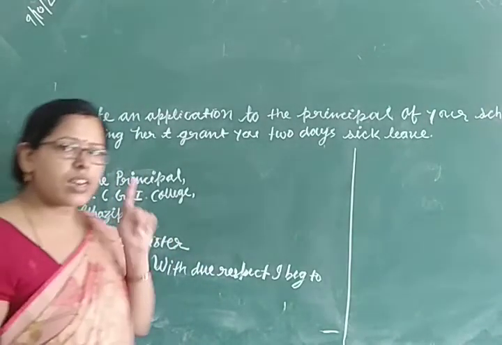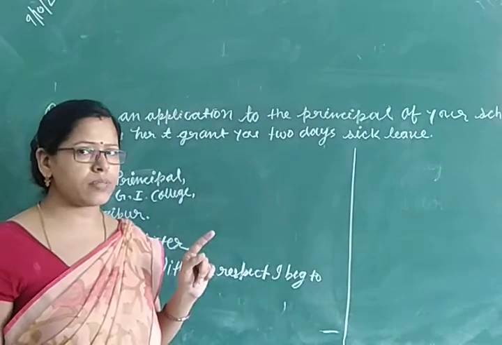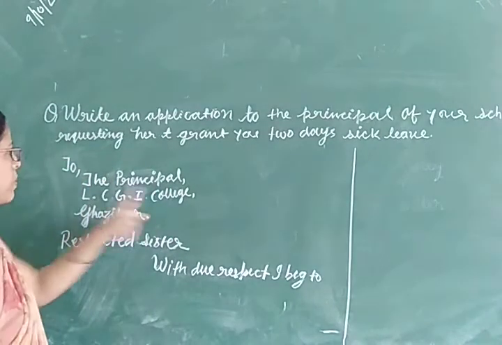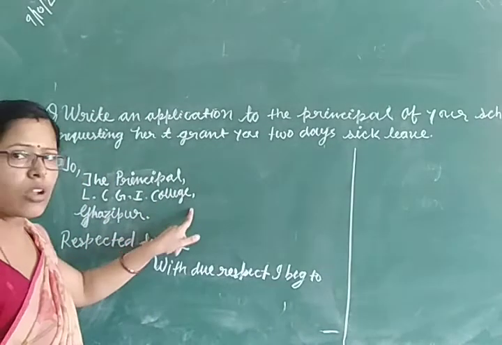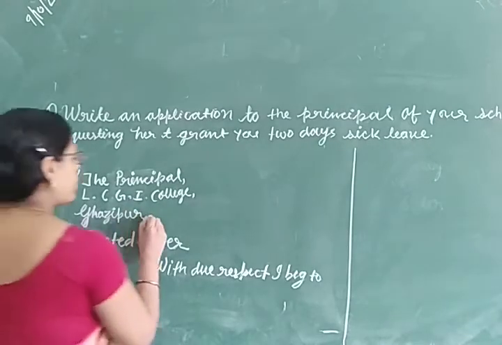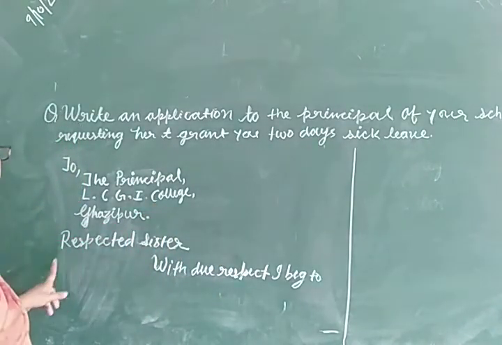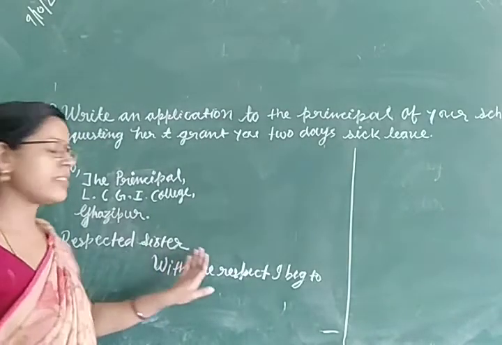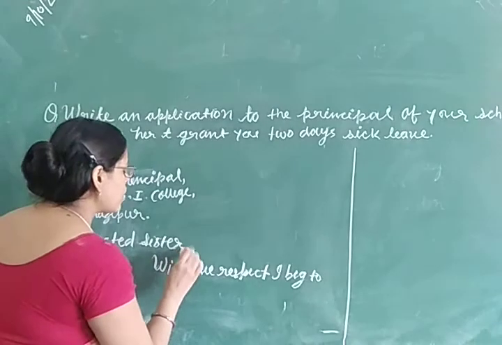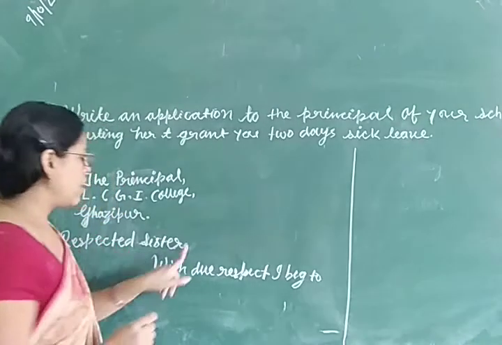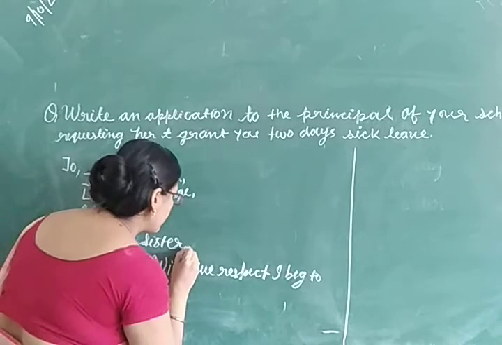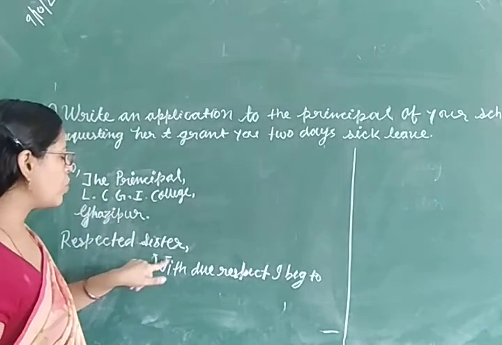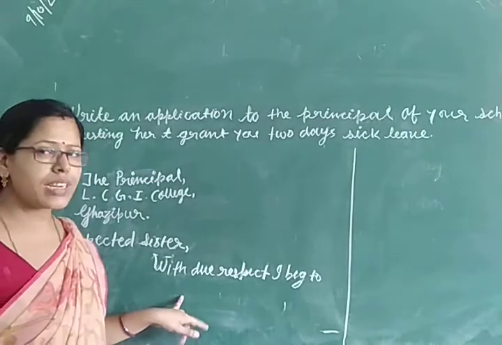At first, remember the first part of a formal letter. That one is what? Heading. So in the heading I will write this: To the Principal, Luz Convent Girls Teacher College, Ghazipur. After Ghazipur we will put here what? Full stop. Now, the second part was salutation. In the salutation we will write, Respected Sister, then we will use here what? A small comma. And then we will start writing what? The body of the letter.